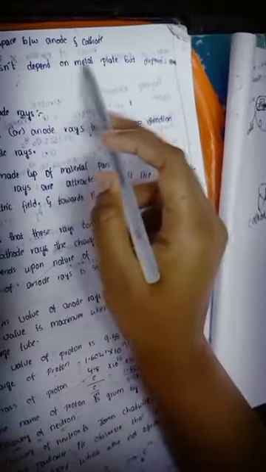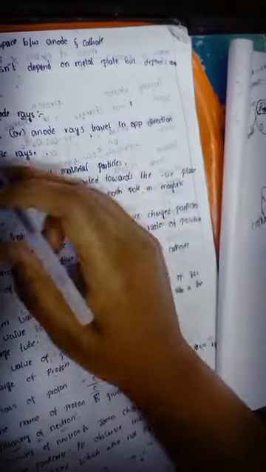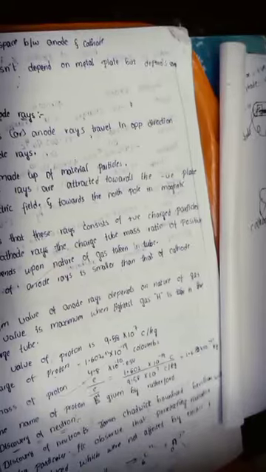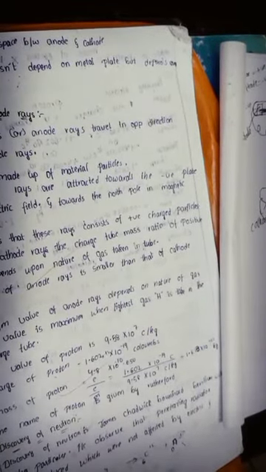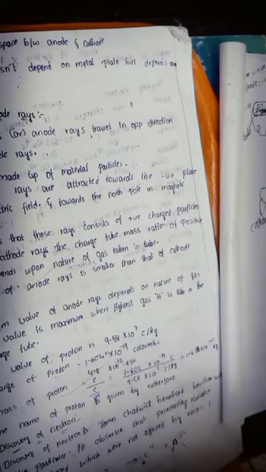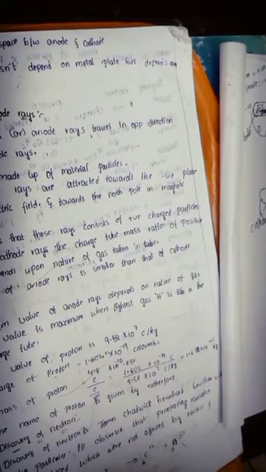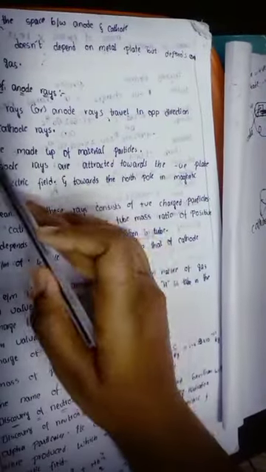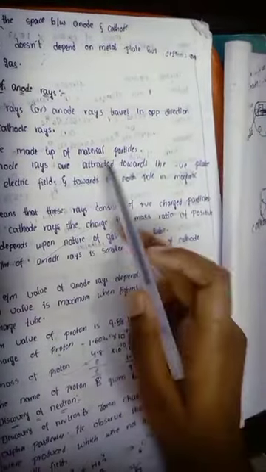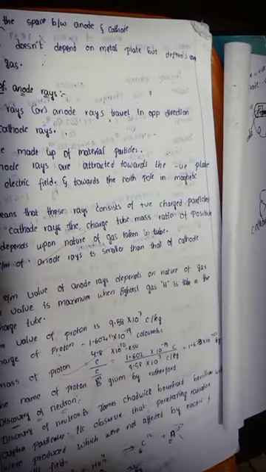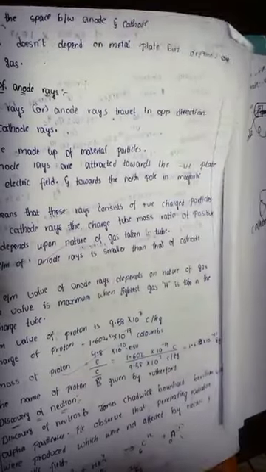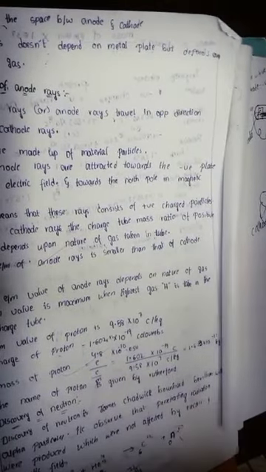Anode rays do not depend on the metal plate, but they depend on the nature of the gas. For cathode rays, I said, for hydrogen, for helium, for neon, any gas you can take, cathode rays will not change their nature. For anode rays, the nature will change. Okay. What are the properties of anode rays? It carries positive charge. It is made up of material particles, and it is attracted to the negative plate. That means this has positive charge.